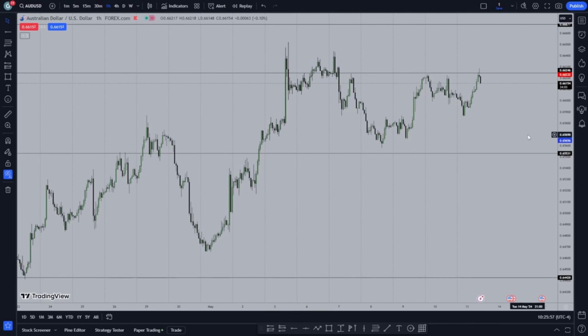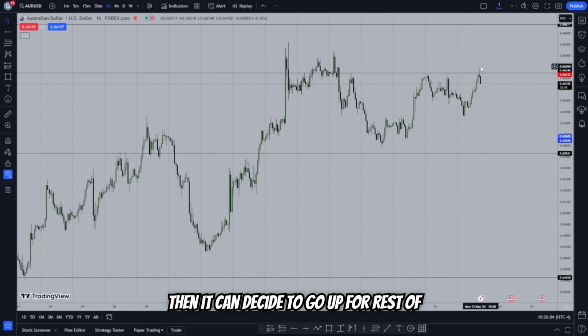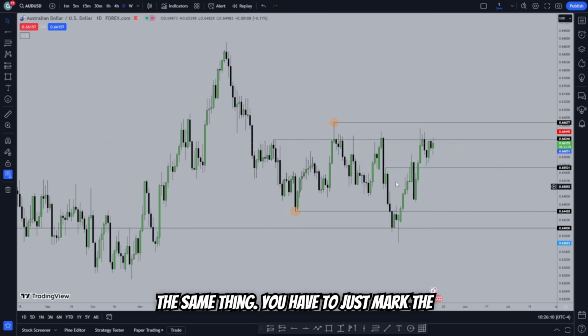So it will take time. Okay, and I think today is Monday, so price will first go down and take this low, and then it can decide to go up for the rest of the week. Okay, so you understood how to find the daily bias, you have to do the same thing. You have to just mark the swing highs and swing lows, and then you have to assume that those swing highs and swing lows are support and resistance, and there will be stop losses above resistance, and there will be stop losses below the support, and then you will take the trade from there.